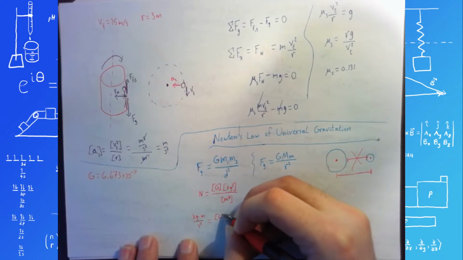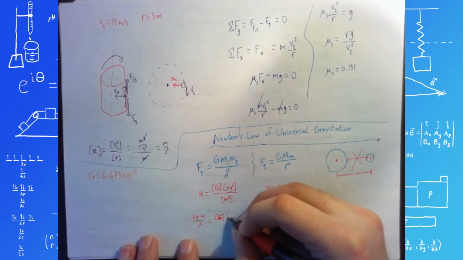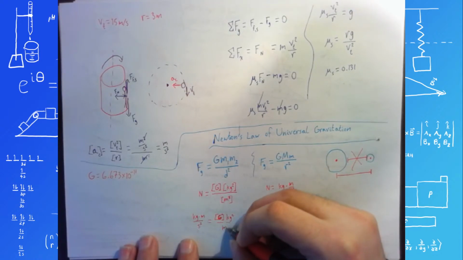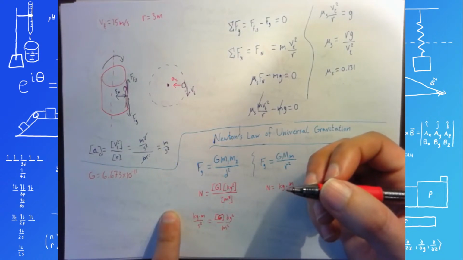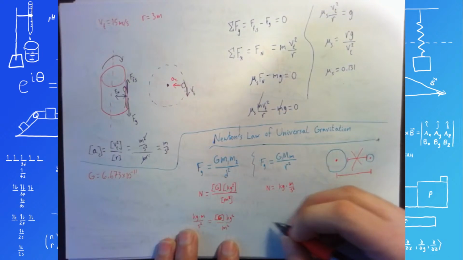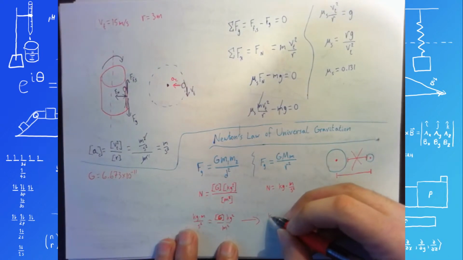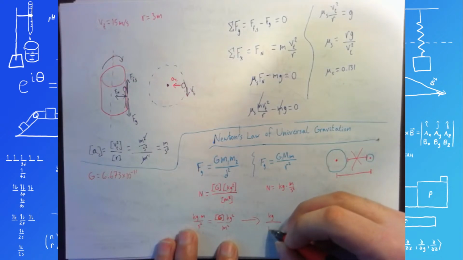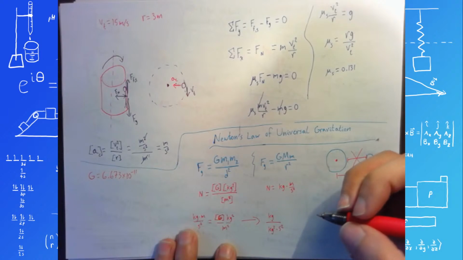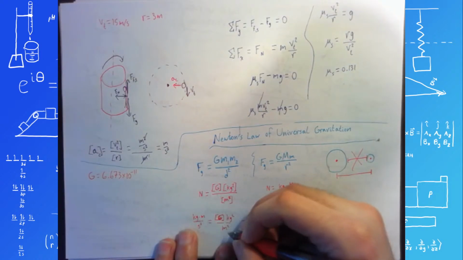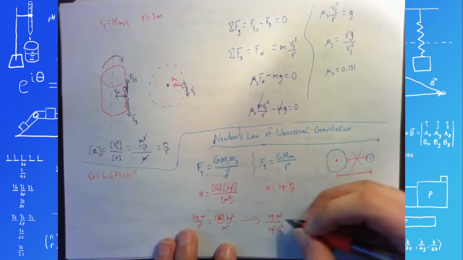So we can go kilogram meters per second squared equals units of G times kilograms squared over meters squared. Multiply the meters squared over to the left, you get meters cubed, and divide by kilograms squared, and we get units of G are, let's see, kilograms over kilograms squared times seconds squared, and then meters times meters squared, that's meters cubed.